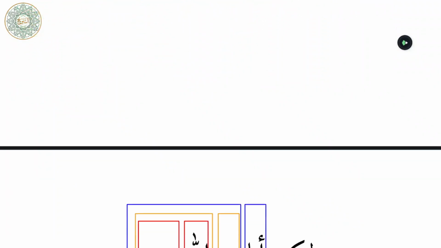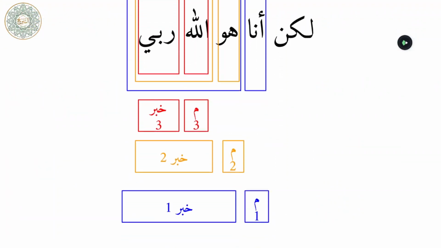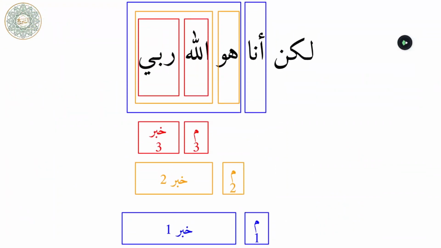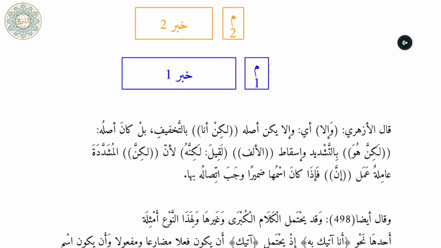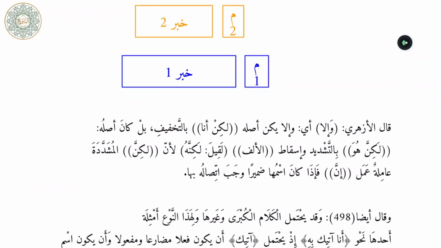Lakin ana huwa Allahu Rabbi. As for me, Allah is my Lord. The fact of the matter is that Allah is my Lord. Okay. Now, why can't we say it's lakinnahu? To say lakinna is a harf mushabba bil fi'l, and the huwa is the ism of lakinna. You can't do that because had that been the case, you'd be forced to say lakinnahu. And you're not saying lakinnahu clearly, and therefore you cannot make that assumption.